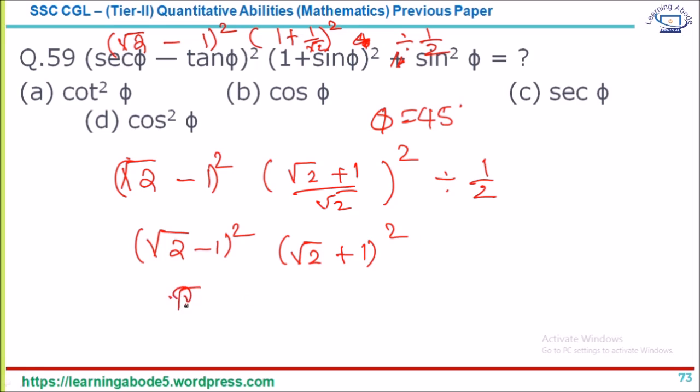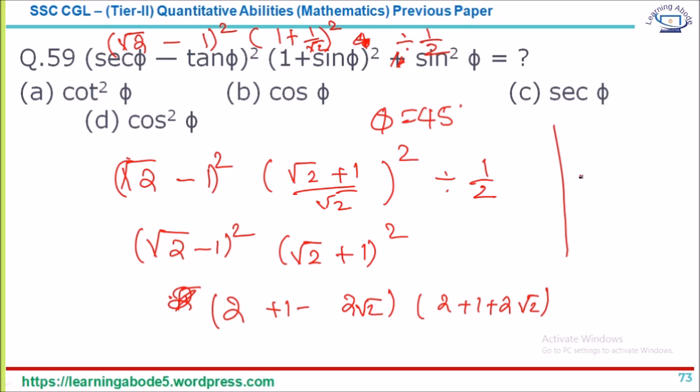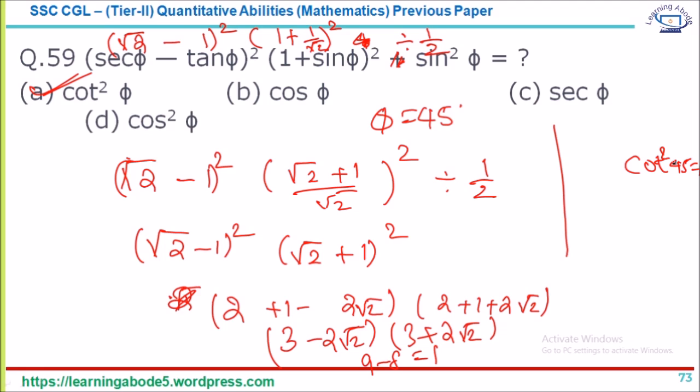So you will get 2 plus 1 minus 2 root 2 into 2 plus 1 plus 2 root 2. If you take from the options, this will finish as 3 minus 2 root 2 into 3 plus 2 root 2, that's 9 minus 8, equal to 1. Now from the options, this is cot square pi, so cot square 45 is equal to 1. So that's answer option A for question number 59.